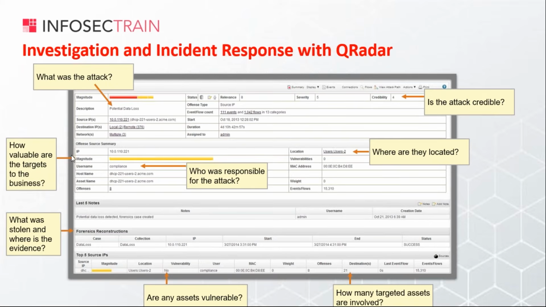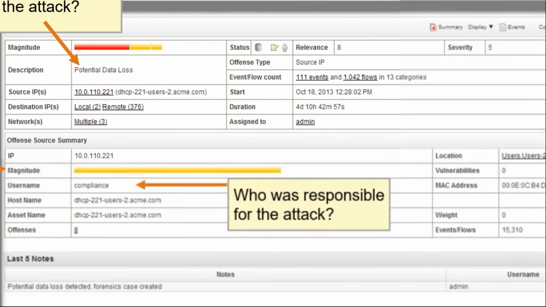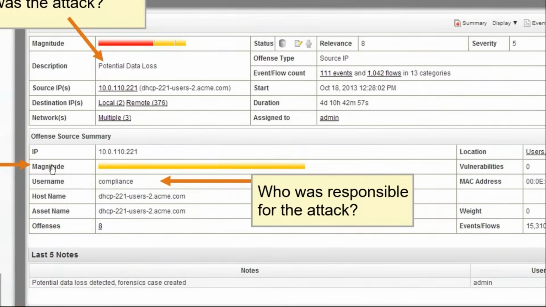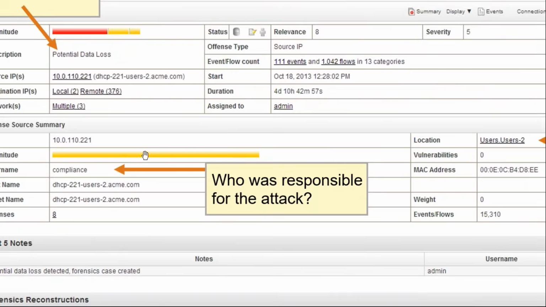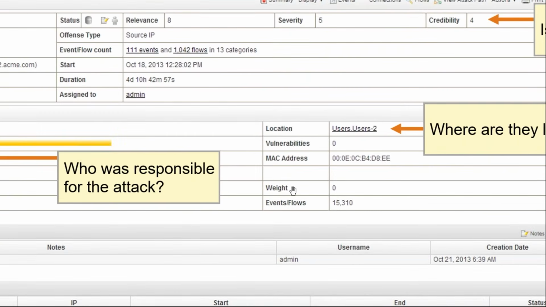We can see which asset it did compromise. And then there is this asset value also. You can see magnitude. So it is nothing but how valuable the targets or the assets were to your business. Over here, magnitude is the numbering, the weightage of your asset, which you can see up over here if it is defined.